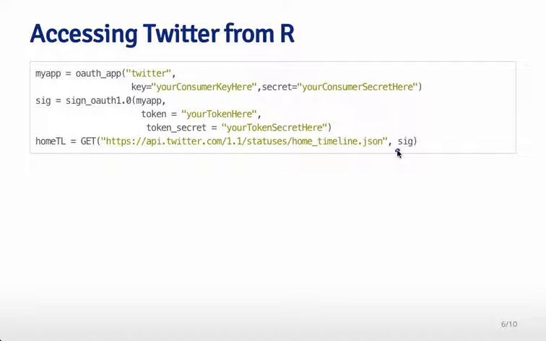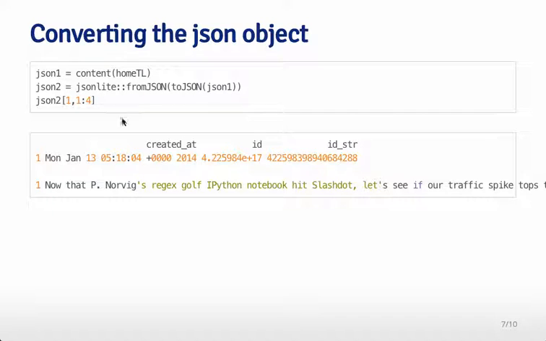And then I'm going to pass it, instead of authenticating with a username or a password, the authentication I used with this OAuth sign-in. And so what I'll get back is actually the page that corresponds to this URL, which is just going to be some JSON data. So what I can do is use the content function to extract the JSON data.